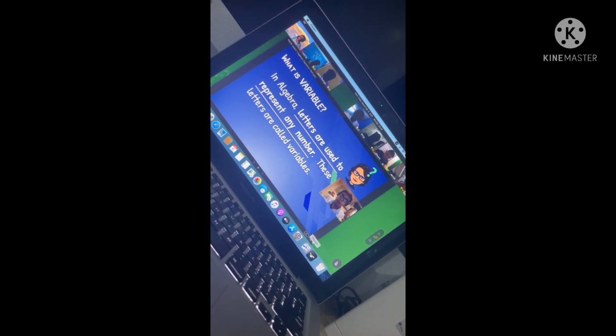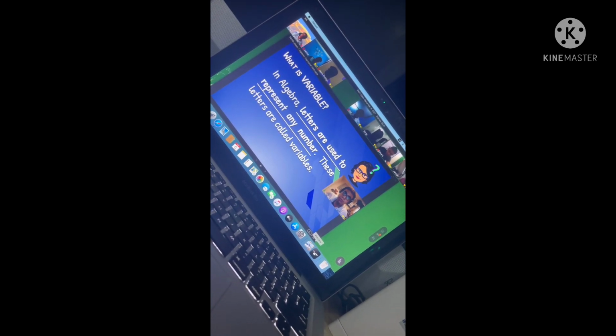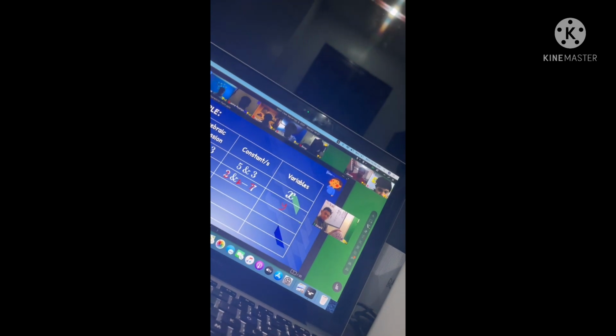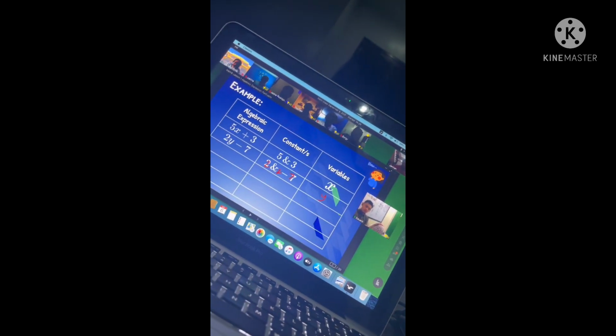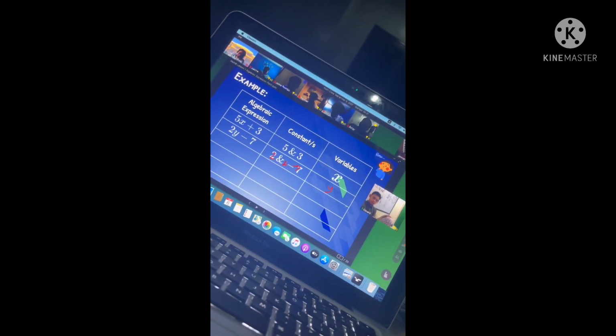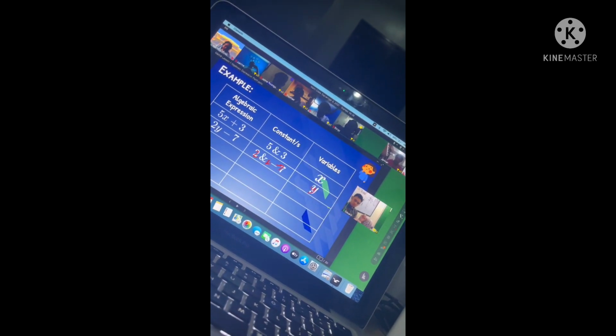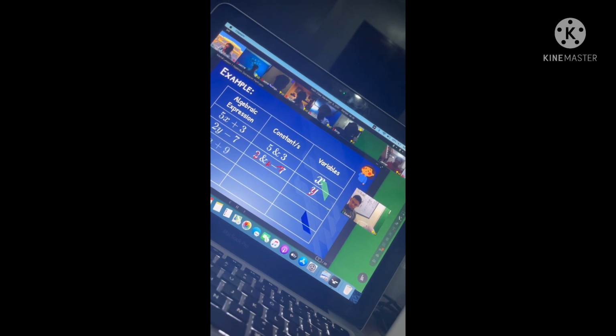In algebra, letters are used to represent any number. These letters are variables. Okay. Let us see if tama yung sagot. So, 2y minus 7. It's negative 7, kasi 2y minus 7. Always, kapag it is negative, okay? And y. Okay.